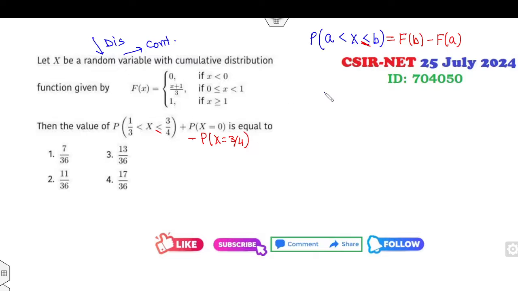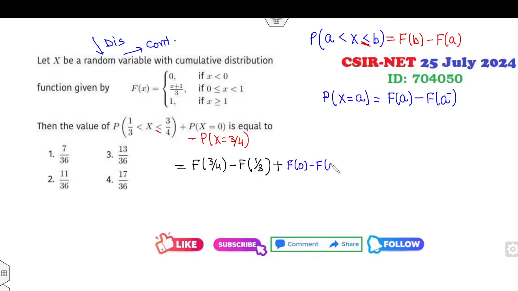The second is how you can find the probability at a single point. The probability at a single point is F(a) minus F(a negative). Now that's over, I can use this formula. So it is F(3/4) minus F(1/3) plus probability at x equals 0, that is F(0) minus F(0 negative), plus probability at x equals 3/4, that is F(3/4) minus F(3/4 negative). Now that's over. You can substitute the values.